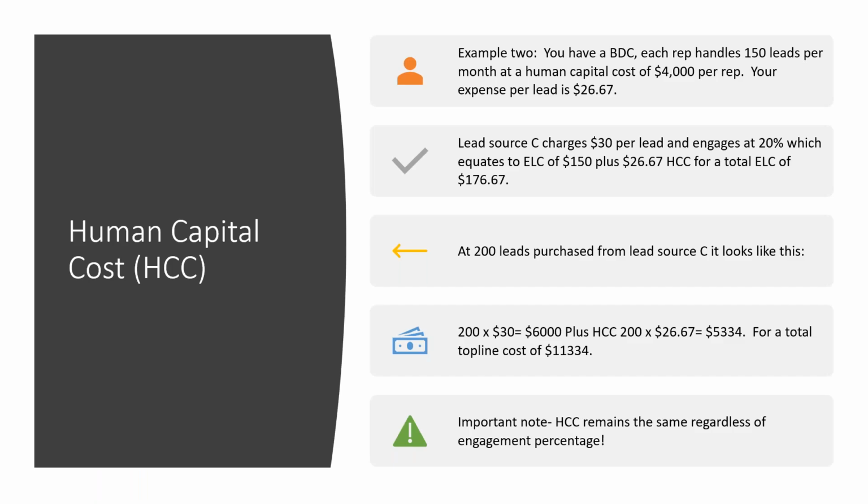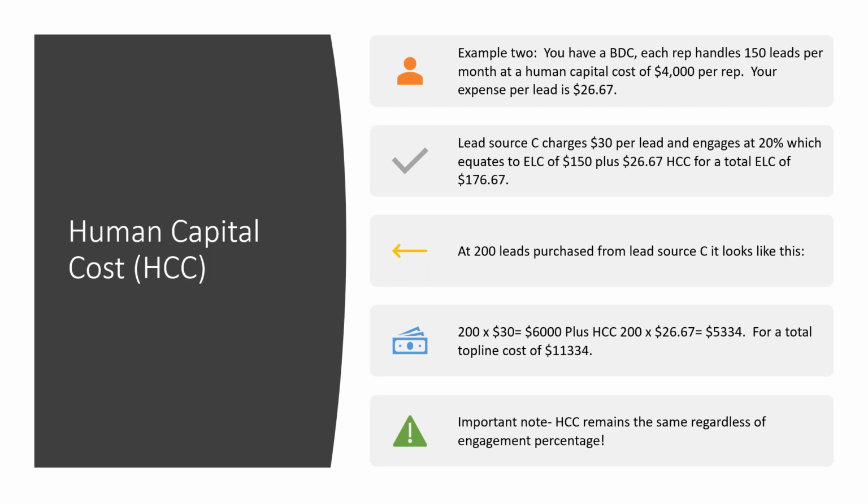So the second piece that we're missing is what is our human capital cost? And there are a lot of variables to this, but I'll keep it pretty simple. You have a BDC, let's say like 60-some percent on the phone. Each rep handles 150 leads per month at a human capital cost of $4,000 per rep. And that's $4,000 including what you pay them, benefits, cost of their space, tools, computers, all that. Now your expense per lead is $26.67 based off that math.